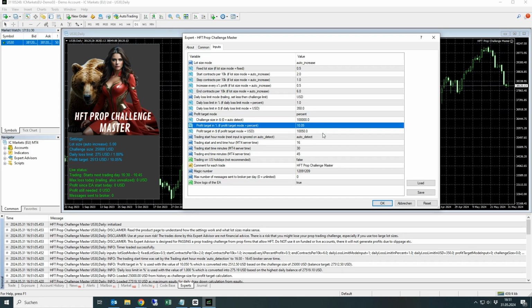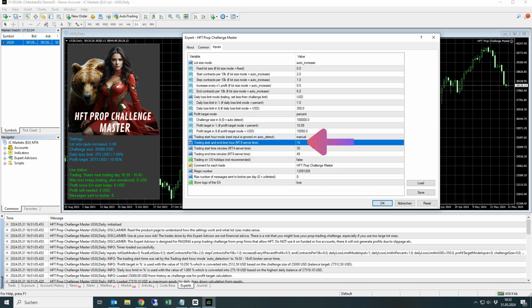Next, I want to talk about the trading times. The HFT Prop Challenge Master needs high volatility in the market to make profits. All settings are optimized for the opening of the US 30 cash market, which is 9:30 a.m. Eastern Time. Please note that the server of the broker is in a different time zone. You can see the broker time in the Market Watch. For the trading start hour mode, the setting auto-detect should set the correct start hour. If you want to configure it yourself, you can set it to manual and configure it in the next input field.